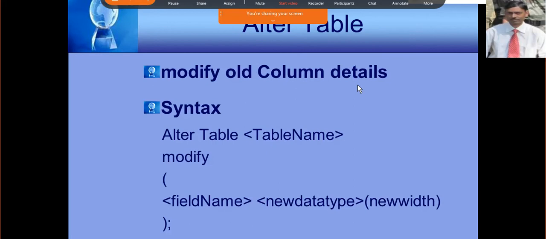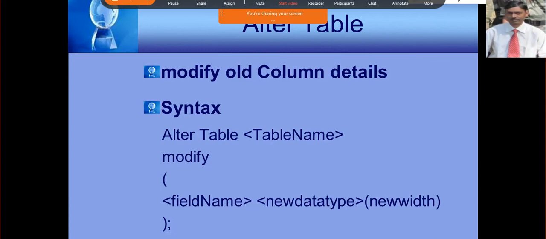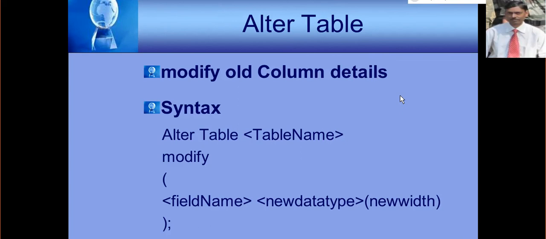Now suppose that if you want to modify the previous column, whatever you have already created in the table, how can you do that? You have to write the modify keyword there: alter table, table name, and then you have to specify modify. After modify, in parenthesis you have to specify the previous field name, whatever the field name is, and specify the new data type or new width. You can only change the data type and width there.